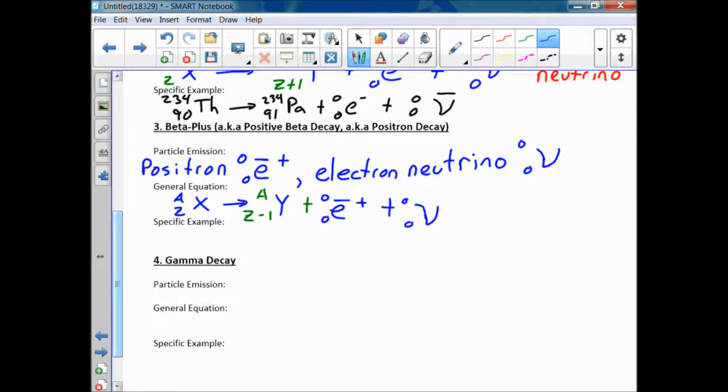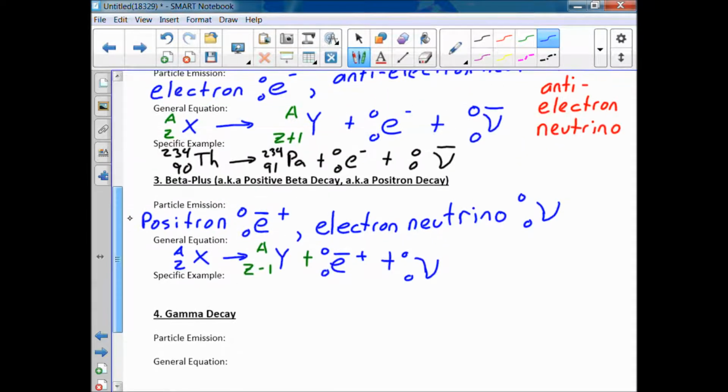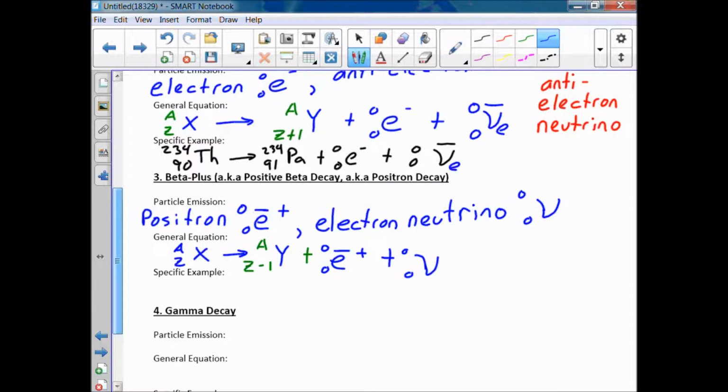Wait, so there's no subscript E? Yes, there is subscript E. Of course there is. You wouldn't want to forget subscript E, or else it wouldn't be an electron neutrino. It would just be any old neutrino.